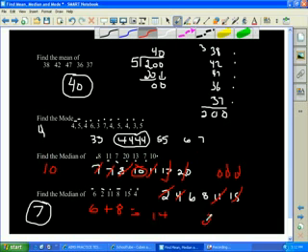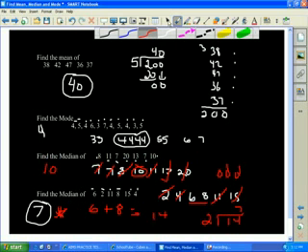Well, now we're going to divide by 2, because there are two numbers left over, and we're going to put 2 into 14. Pretty simple division. 2 doesn't go into the 1, but 2 goes into 14 7 times. And here is my median for this data set.